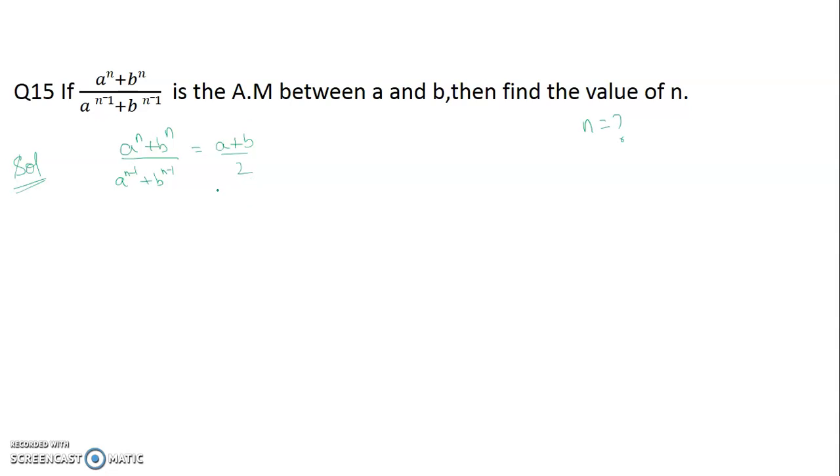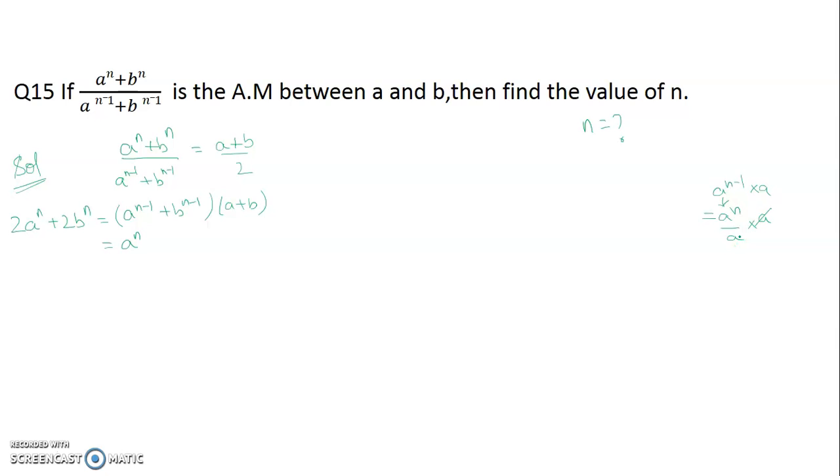Now I will cross multiply and solve. Cross multiply, so I will be getting here 2 times A raised to the power n plus 2 times B raised to the power n is equal to A raised to the power n minus 1 plus B raised to the power n minus 1 multiplied by A plus B. If I multiply by A here, students, what will I get? A raised to the power n, right? Because A raised to the power n minus 1 into A means A raised to the power n. This n minus 1 I am splitting like this. You are in 10th class now, you should know this, student. A raised to the power n minus 1, I can write as A raised to the power n upon A.